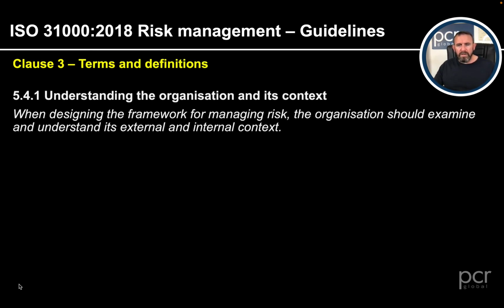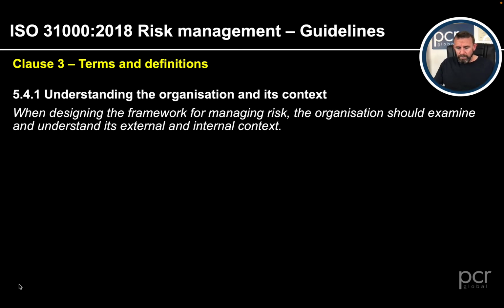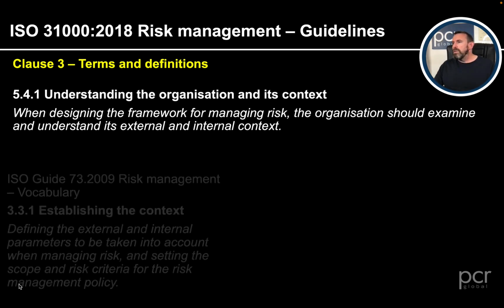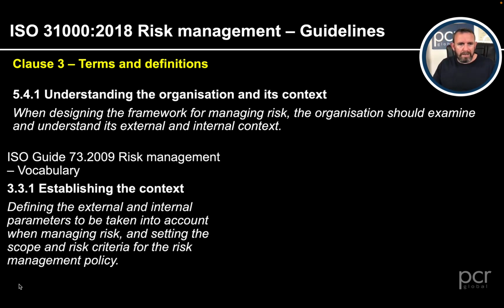So, terms and definitions. The first definition here is actually from the standard. It's clause 4.5.1, understanding the organisation and its context. What this guides us to do is, when we design the framework, remember we have the principles, we have the framework, and we have the process. When designing the framework, the organisation should examine and understand its external and internal context. That is really important. If we don't understand that, then we won't be able to apply the risk management context to any degree of benefit, assurance. It's going to be ad hoc.